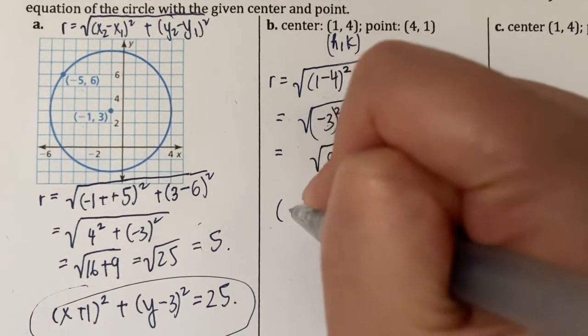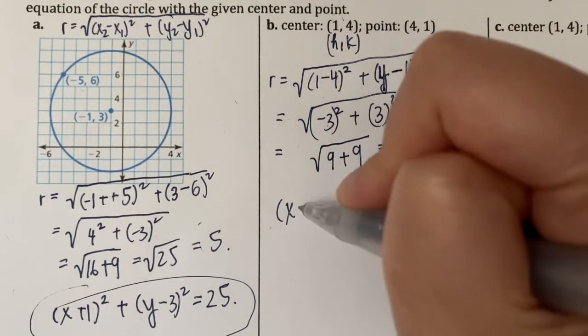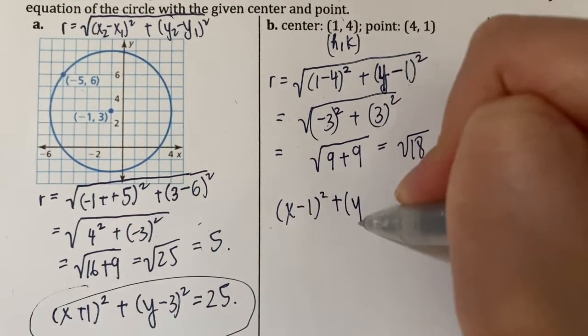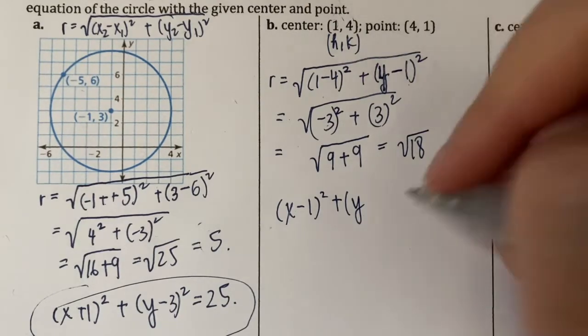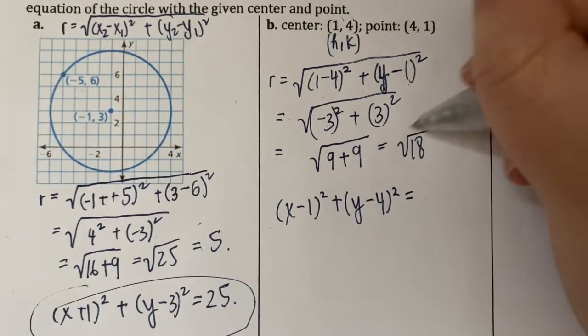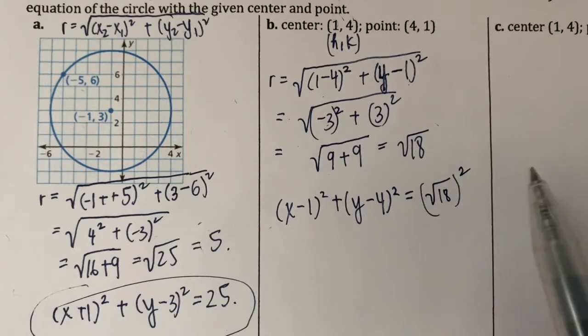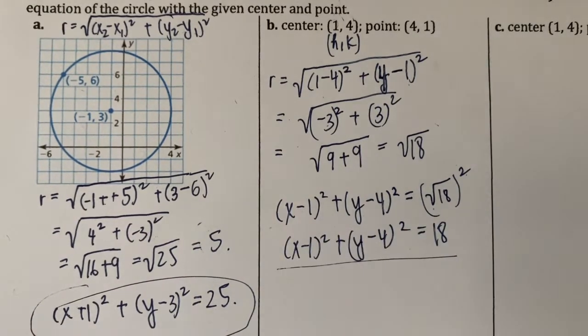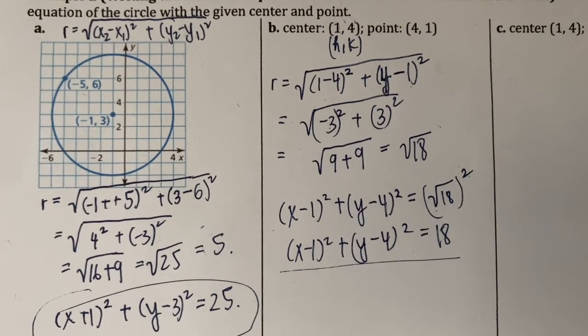So we want to take our x, take the opposite of our h value, -1, then you add it to y, the opposite of your k value, -4, square it, and then we also want to take our radius and square it. Now when you square a square root, it gets rid of the square root. So the square root of 18 squared is just going to give you 18. And here's the equation for the circle. It'll be x minus 1 squared plus y minus 4 squared is equal to 18.